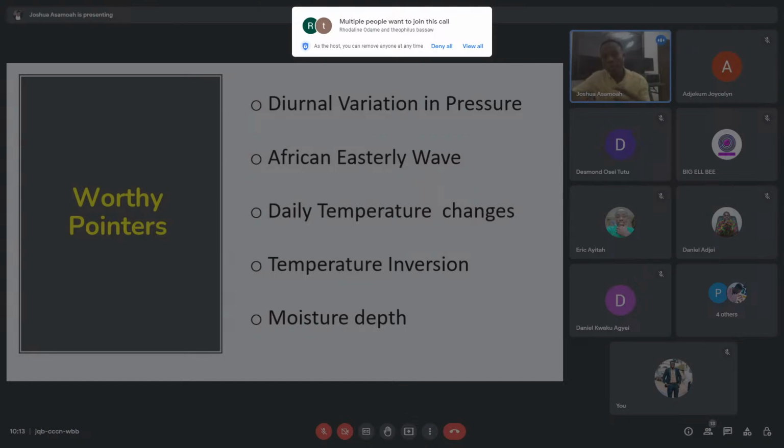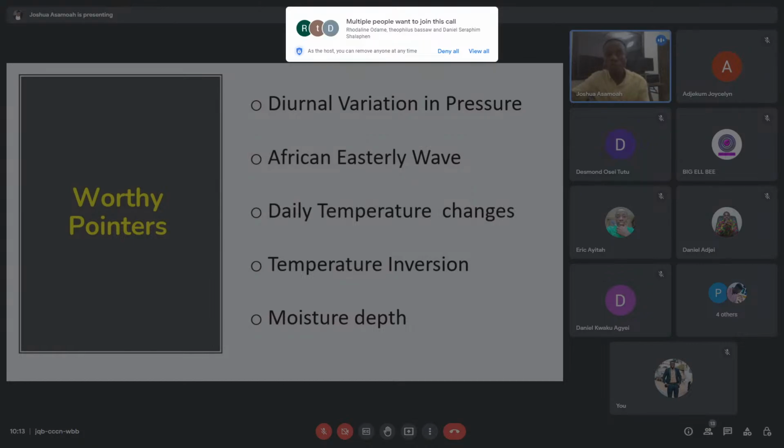I said the highest pressure we get is somewhere around 10 to 11 a.m. That is when the earth is actually warming up. And so it's not too hot around that time. Temperature is not too high around that time. But around 2, 3, 4 p.m., when we get the maximum temperature for the day, that is when we also get the lowest pressure for the day. So they are kind of inversely proportional during the day. So you want to have this too at the back of your mind.